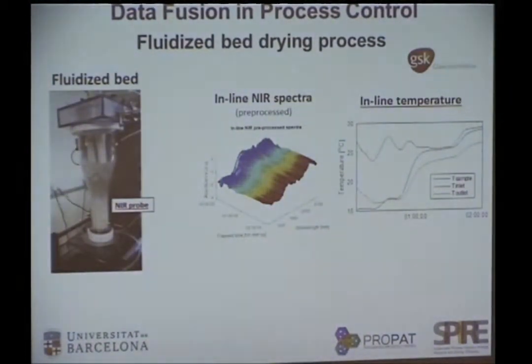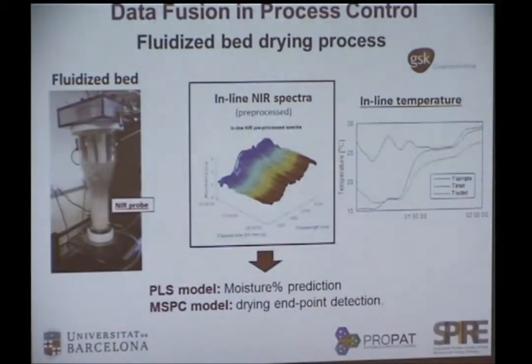This is the real picture of that. And what we did was, with the NIR data, well, there were some things that were interesting to the partner, like the direct moisture prediction from a PLS model, and just an MSPC model based uniquely on the NIR data.